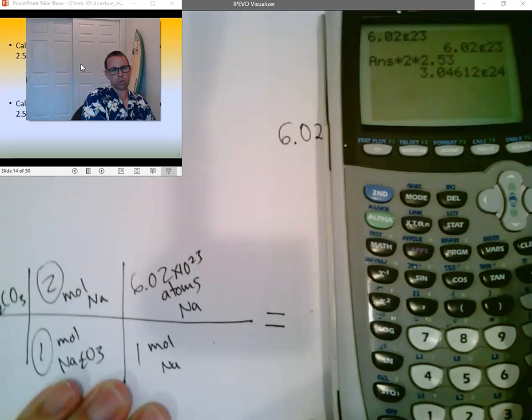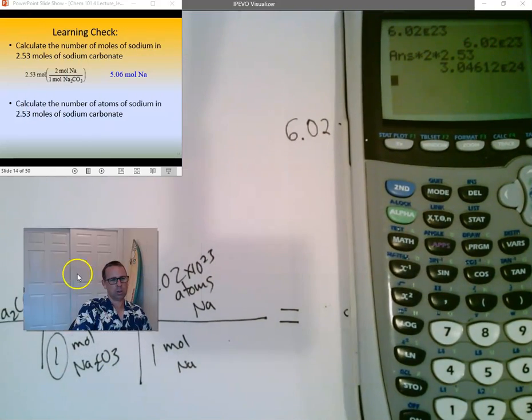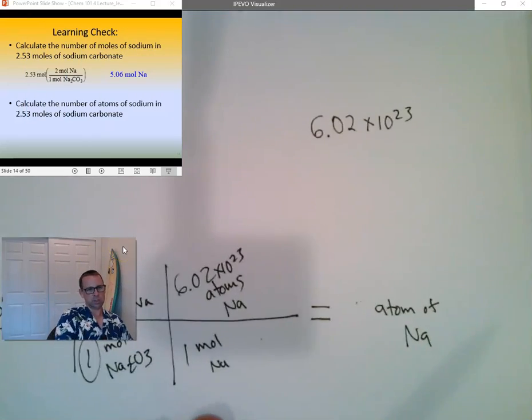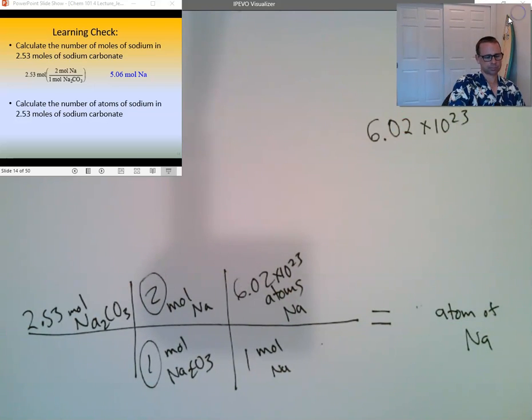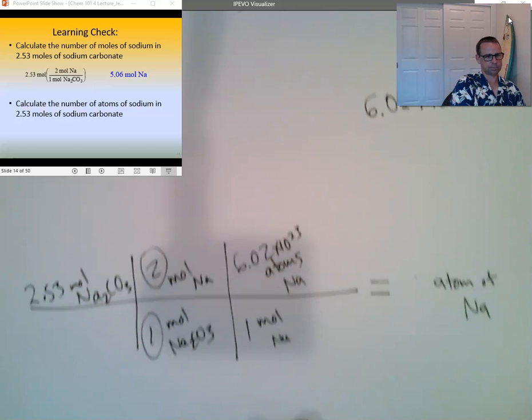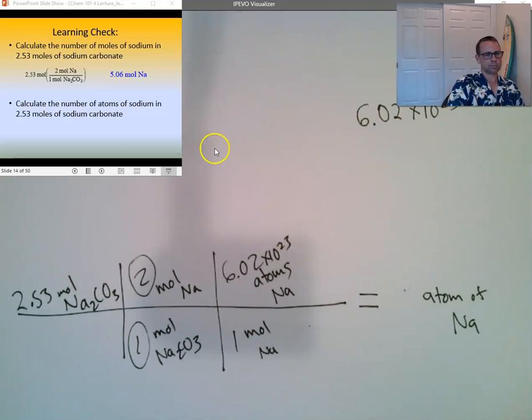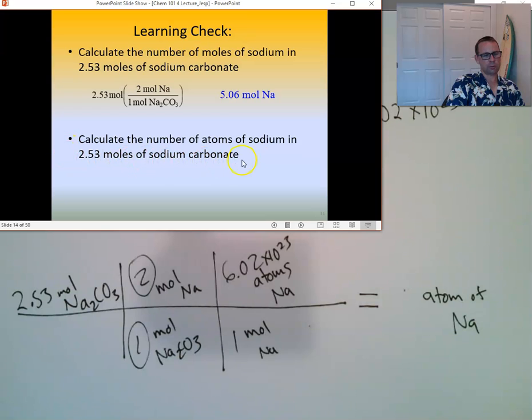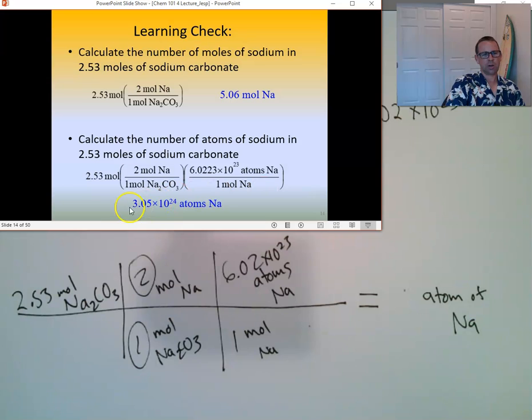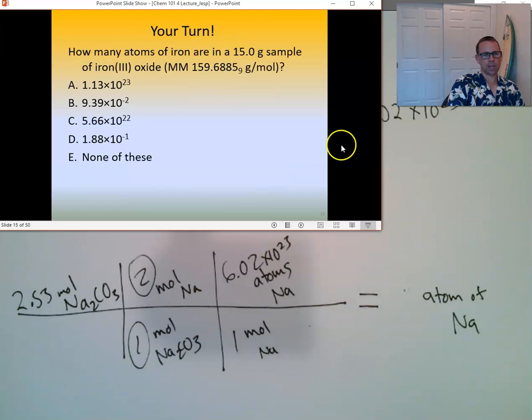3.05 times 10 to the 24th. What is that? What did we just solve? The atoms, how many atoms of sodium in 2.53 moles of sodium carbonate. Very good. 3.05 times 10 to the 24th. Excellent. Okay, here it is.